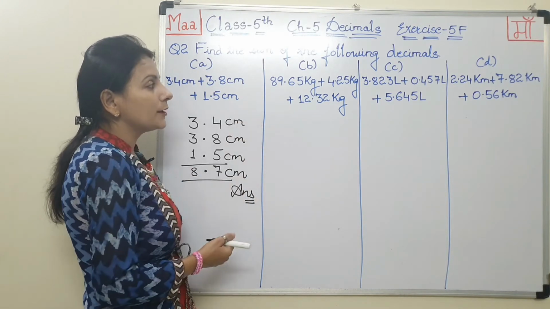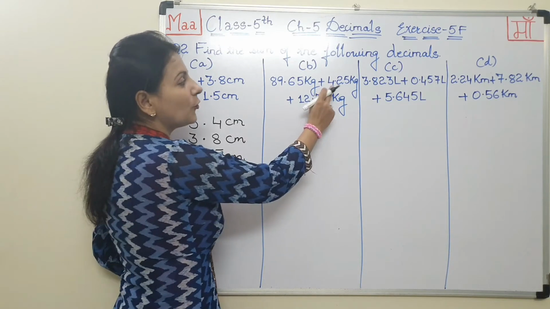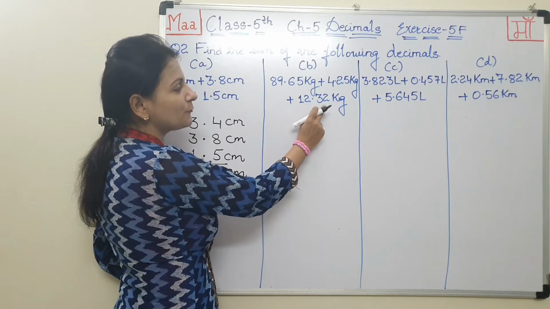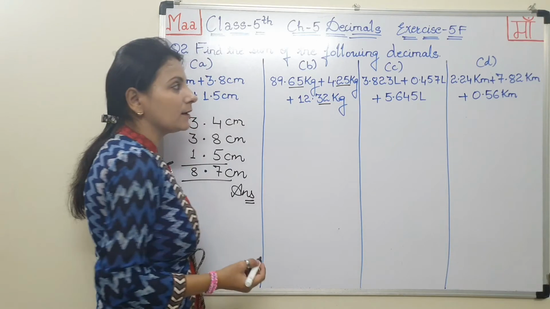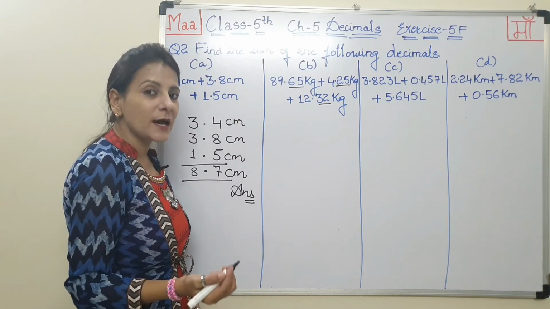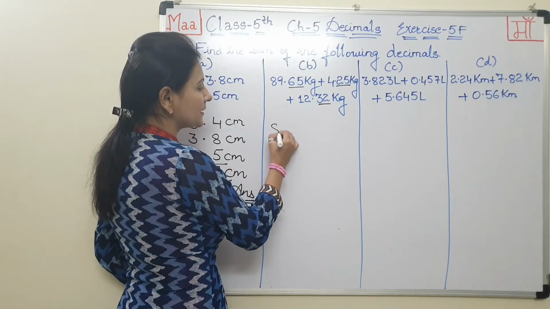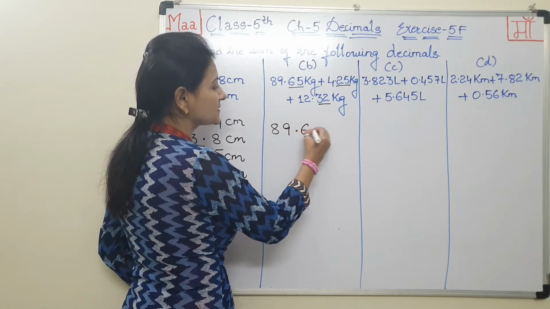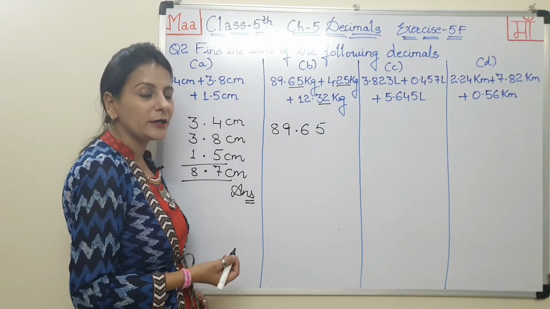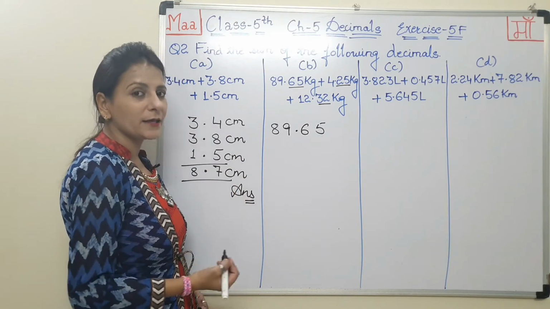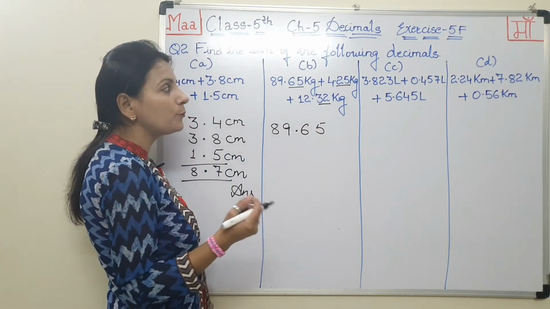Now let us move on to part B. It is 89.65 kg, 4.25 kg and 12.32 kg. So after decimal two digits are there. That means again the decimal numbers are given in like decimal. So we will simply arrange it in column as 89.65. Firstly write the first decimal number. First you write the first decimal number and below it arrange the rest of the decimal numbers. So the next decimal number is 4.25.